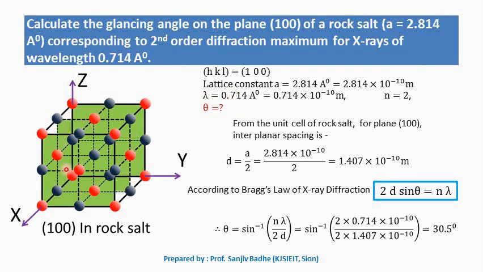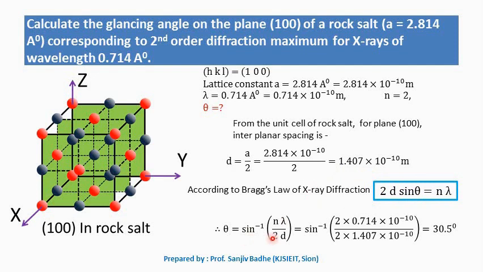Now this is the unit cell for rock salt, and this is plane 100 in the rock salt. So in a rock salt, the interplanar spacing for plane 100 is a by 2, we can see from this diagram, and therefore the interplanar spacing we will write as a by 2, which is 2.814 into 10 raised to minus 10 divided by 2, that is 1.407 into 10 raised to minus 10 meter. So in Bragg's law of X-ray diffraction, 2d sin theta equal to n lambda, we will put this value of d to calculate the value of theta.